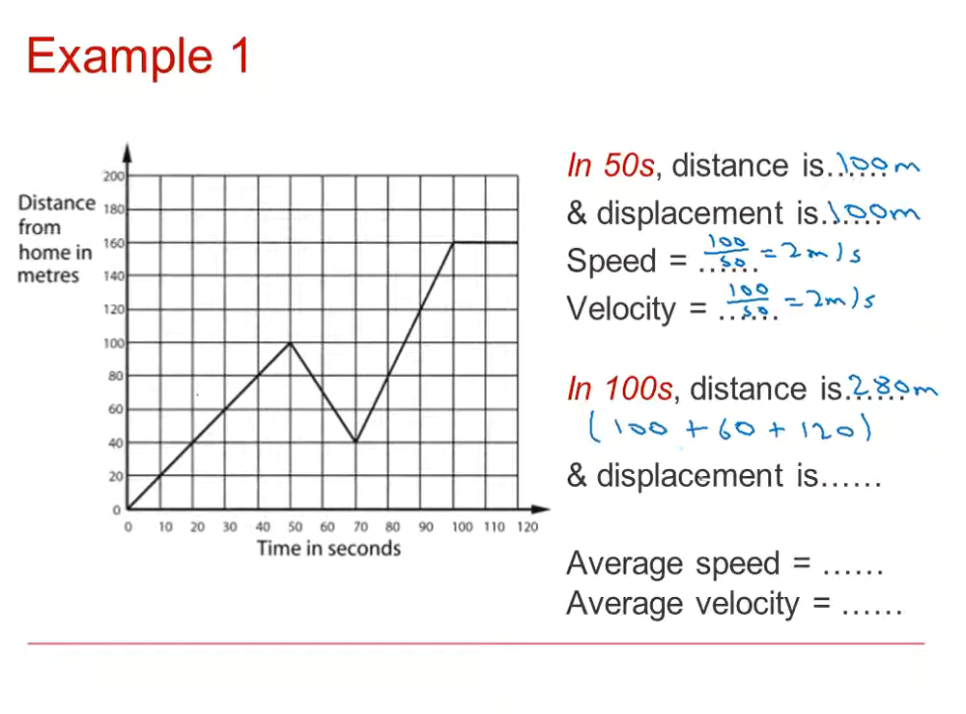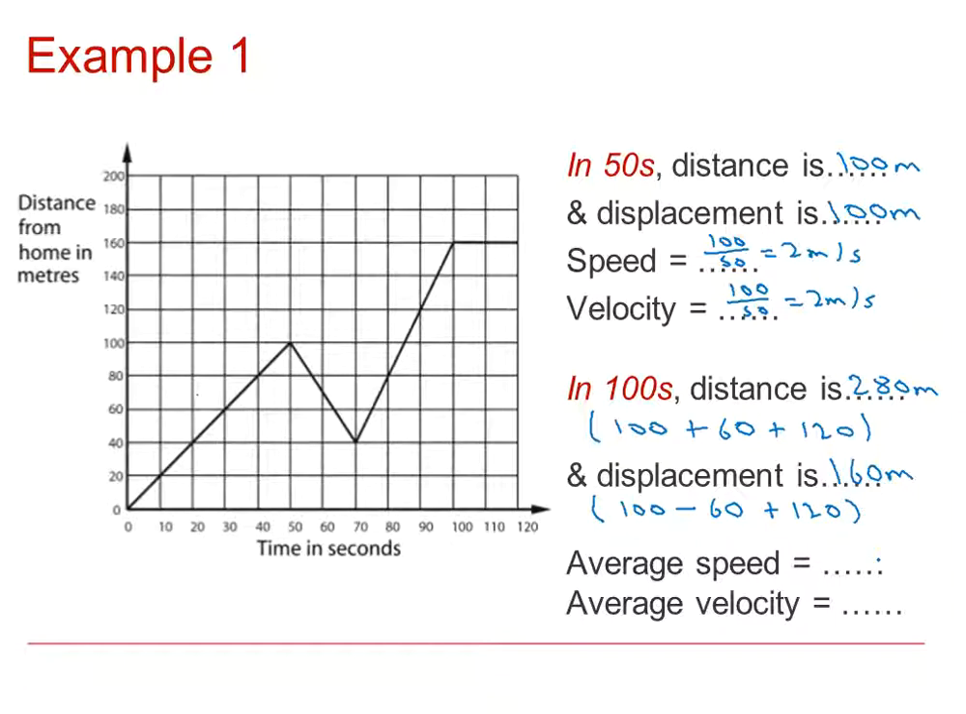However, her displacement in the first 100 seconds is different. That is 160 metres of displacement because her displacement went up by 100 metres. Then when she was going backwards, her displacement from the start went down by 60 metres. Then when she travelled forward to the bus stop, her displacement went up by 120 metres.